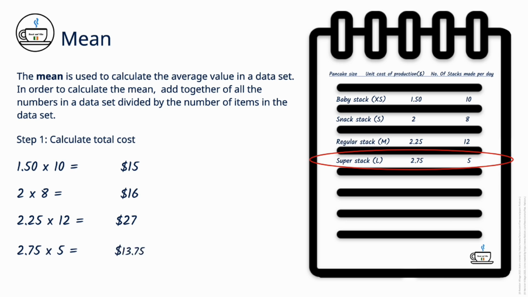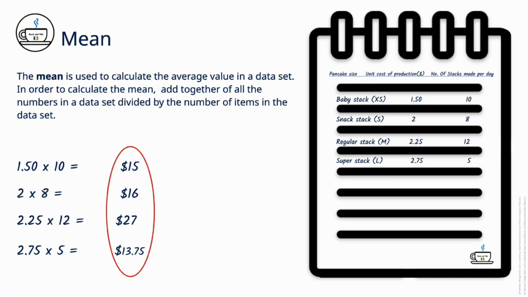We must now calculate the total cost and the total number of pancakes made. In order to get the total cost, we add together the costs of each pancake. So this is equal to 15 plus 16 plus 27 plus 13.75, giving us a total cost of $71.75. We now must find the total number of pancakes made. This is equal to 10 plus 8 plus 12 plus 5, giving us a total of 35 pancakes.